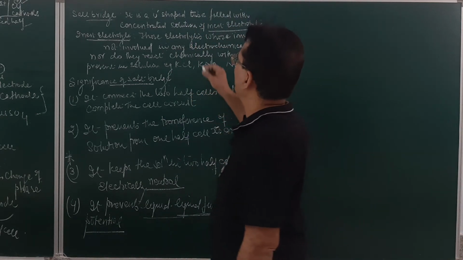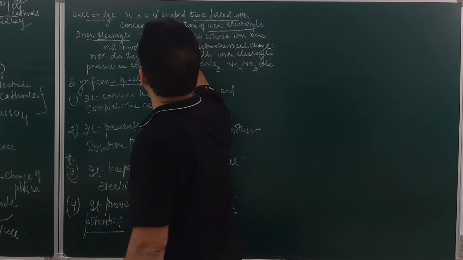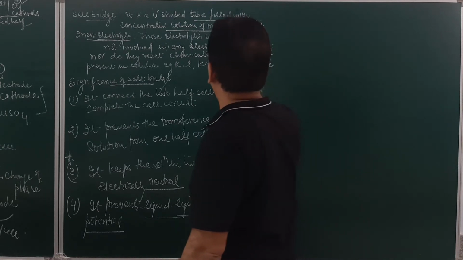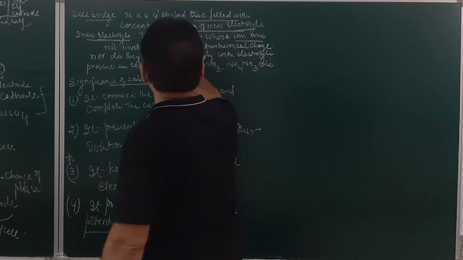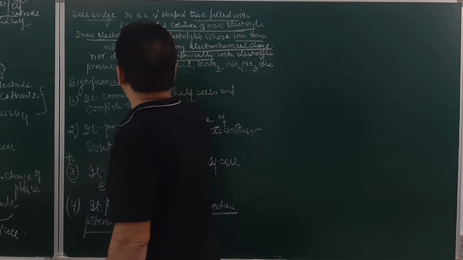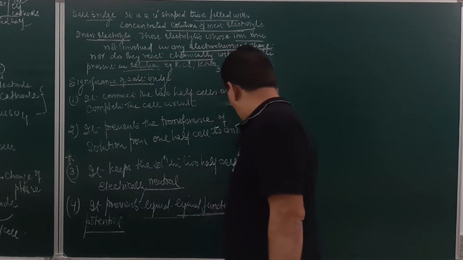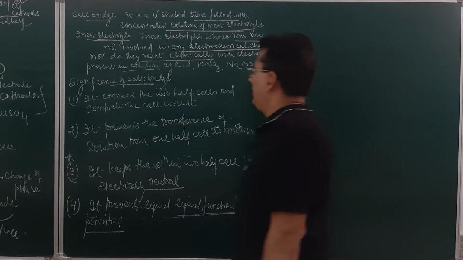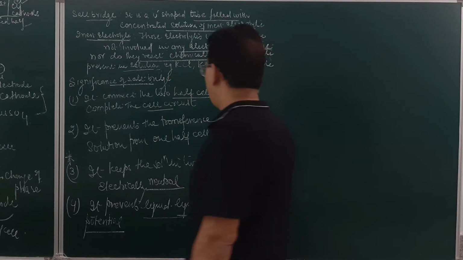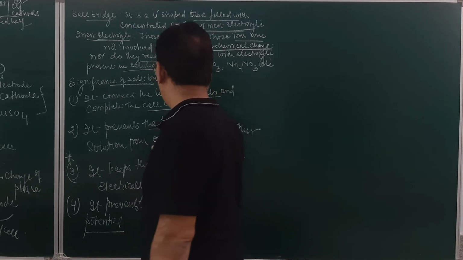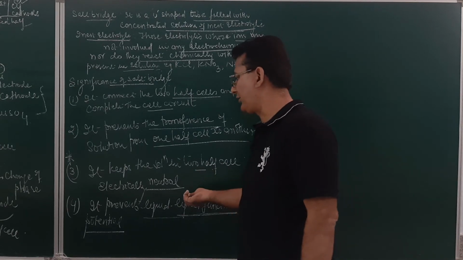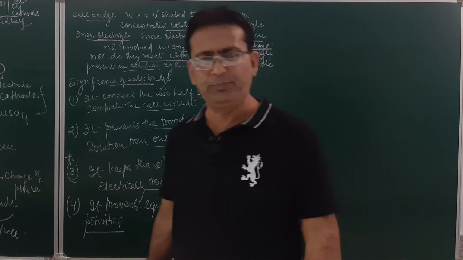So, what is a salt bridge? It is a U-shaped tube filled with the concentrated solution of an inert electrolyte. What is an inert electrolyte? Those electrolytes whose ions are not involved in any electrochemical change, nor do they react chemically with the electrolyte present in the solution. Now, what is the significance of a salt bridge? It connects the two half cells and completes the cell circuit. Then, it prevents the transference of the solution from one half cell to another. Then, it keeps the solution in the two half cells electrically neutral and prevents the liquid-liquid junction potential.